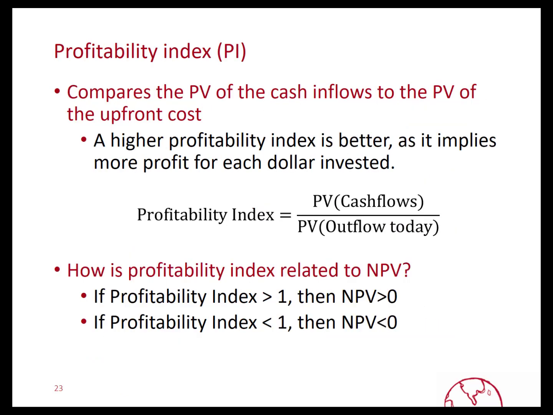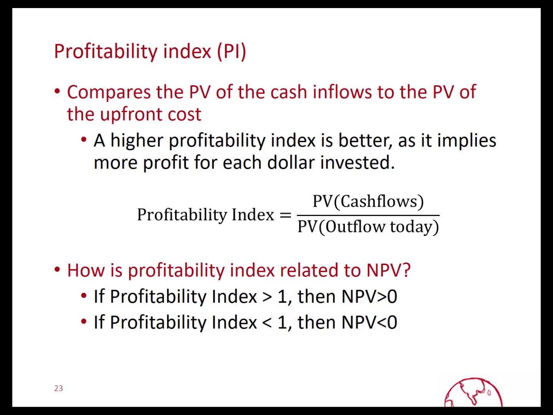When you do have two projects with positive NPV and you need to compare them, one way to do this is using the profitability index. Here, you're going to compare the present value of the cash inflows that you're going to receive over the life of the project against the upfront cost. So you're going to take a ratio of money in versus money out.